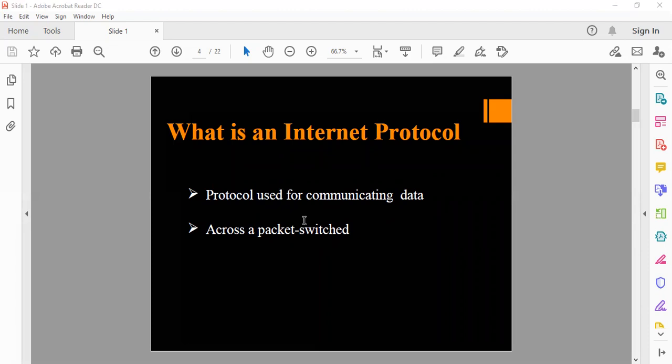What is Internet Protocol? IP is a protocol used to communicate between any two devices for transferring data. IP addressing is used in packet switching. As we all know, we have two types of switching: one is circuit switching and the other is packet switching. In circuit switching, a dedicated connection is generated between source and destination, while in packet switching the connection is not reserved for a specific user.